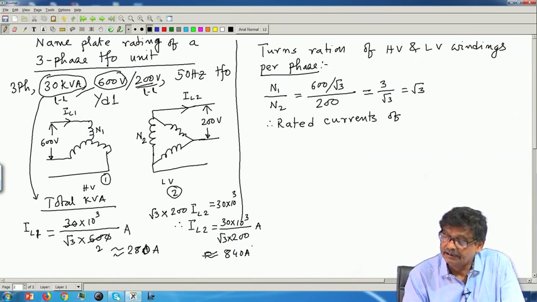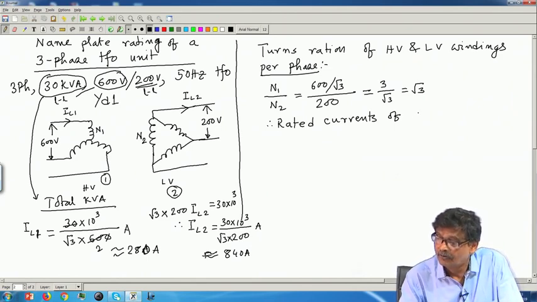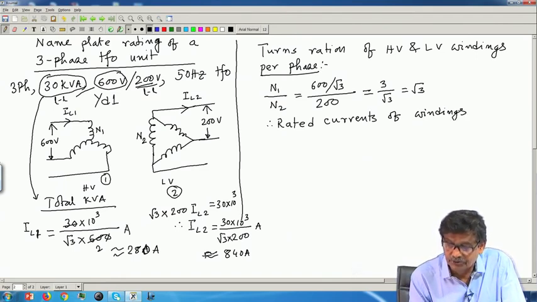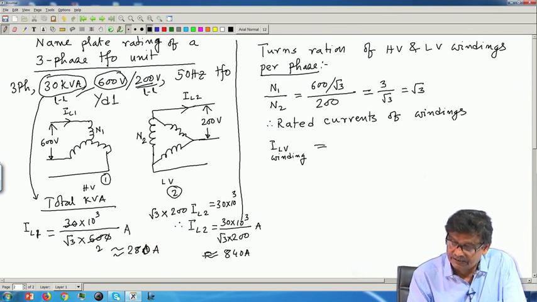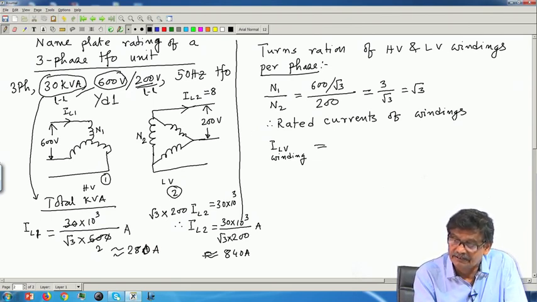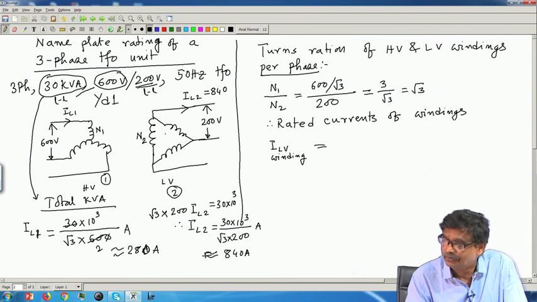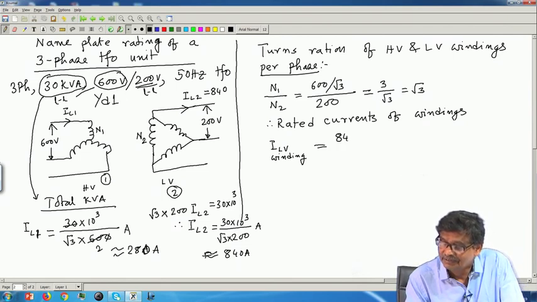So, rated currents of windings, it is not this 840 or 280. The LV rated current, that is this current ILV winding, rated current will be, this is 840, therefore, that divided by root 3, because it is delta connected, so much ampere.